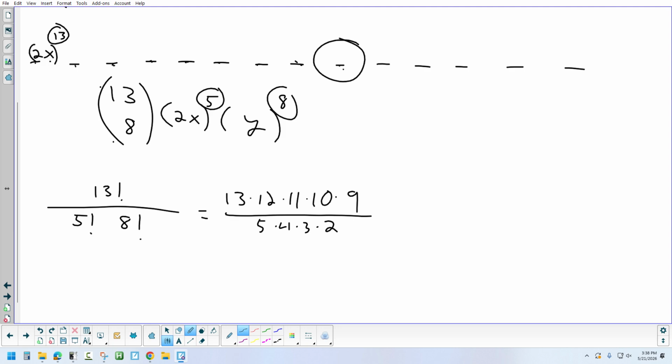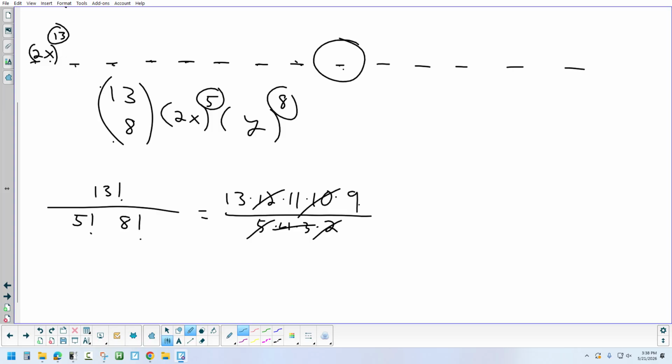Anyone see what we can cancel out there? Yep. The 4 and 3 can cancel out with 12. 4 times 3 is 12. And 5 and 2: 5 times 2 is 10. So now you're left with a much smaller calculation.